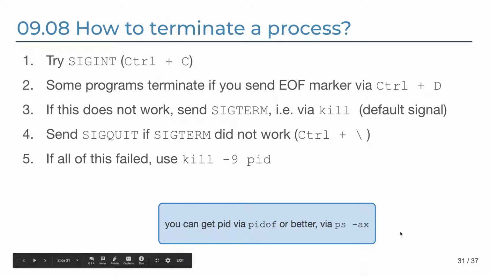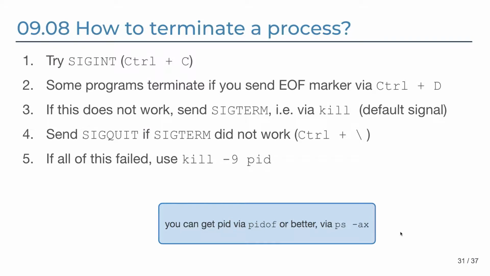All right, here's again pretty much all what I said, the steps to take to terminate a process. You try to interrupt, then you can send the end of file marker. If this doesn't work, you can just kill it. Again, if this doesn't work, you can do the core dump. And the ultimate ratio is always to issue a kill -9 signal to the process, which will ultimately terminate it.